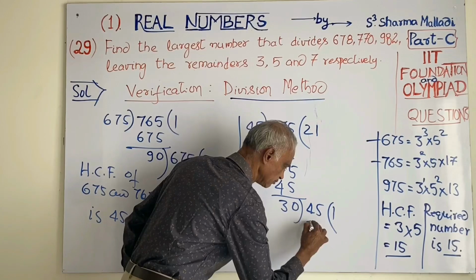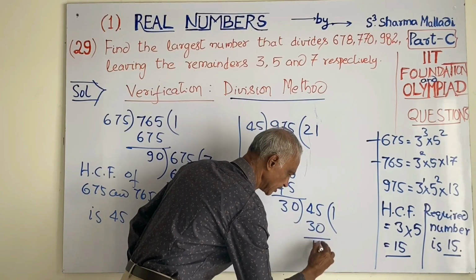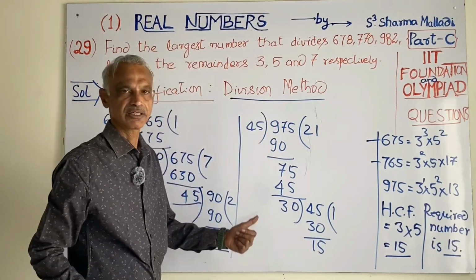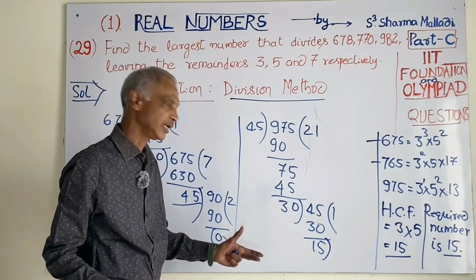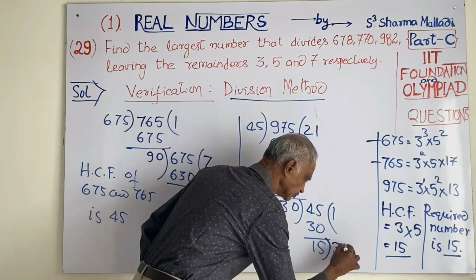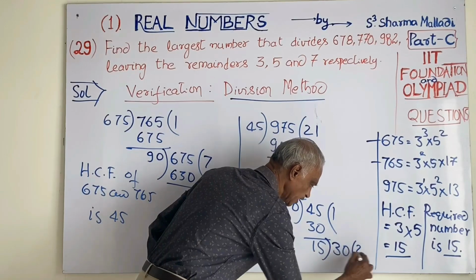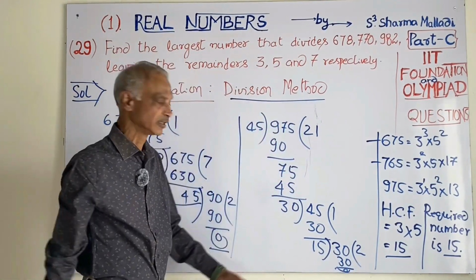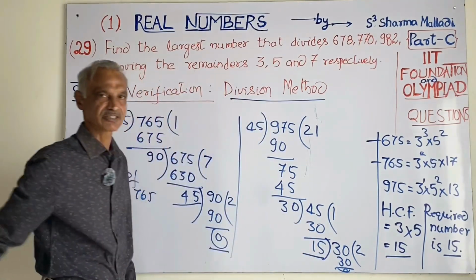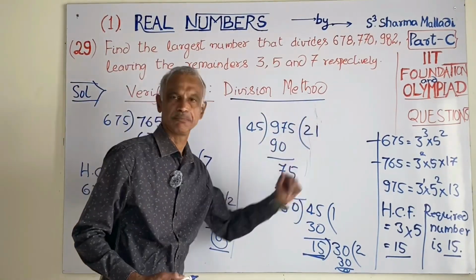30 one time it will go 30, you are getting 50. Again the remainder is not 0, again you have to apply Euclid's division lemma. 30. 15 two times 30. Yes, you got 0 as the remainder. Therefore, 15 is the HCF of these three numbers.